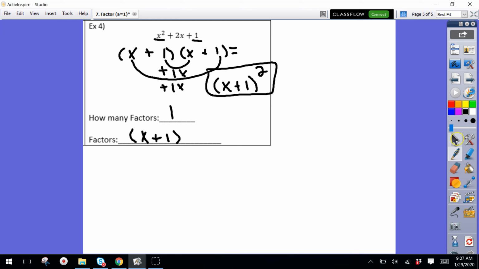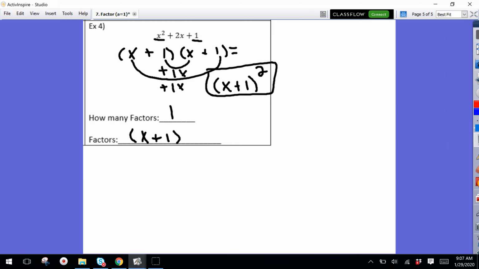So this is the end of this video, and I really hope you found this helpful and that you saw the connection with FOIL, and that we're just kind of doing it backwards. We're doing FOIL and we're doing distributing backwards.